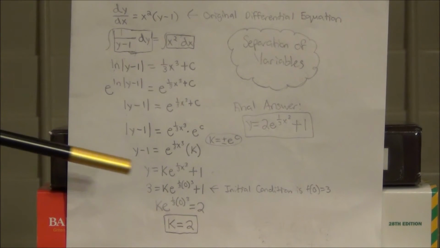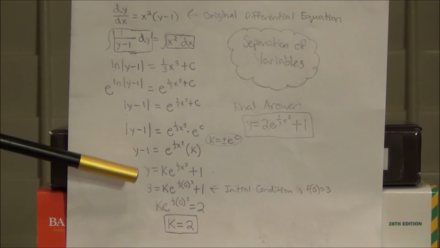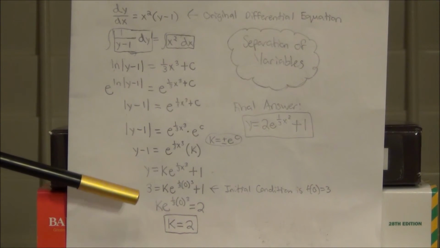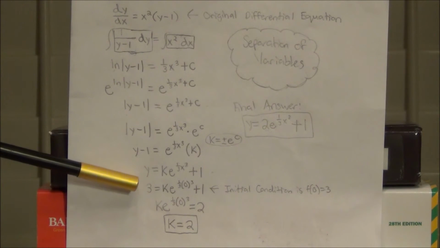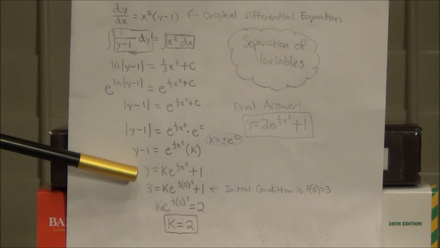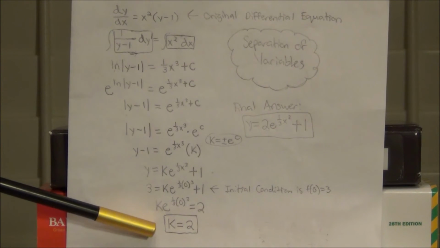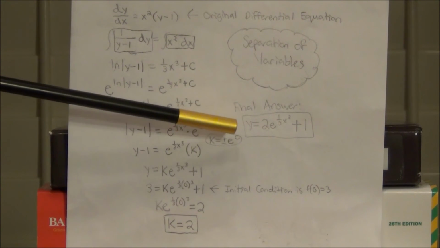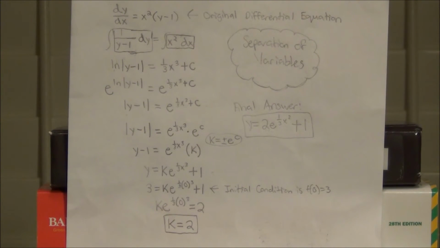So once we have this k as a constant, we can clean everything up into a general form equation, and then we can plug in the initial condition into this general form equation to get our k equal to 2. Then we can plug 2 back into the k, which gives our final solution, y equals 2e to the 1/3 x cubed plus 1.